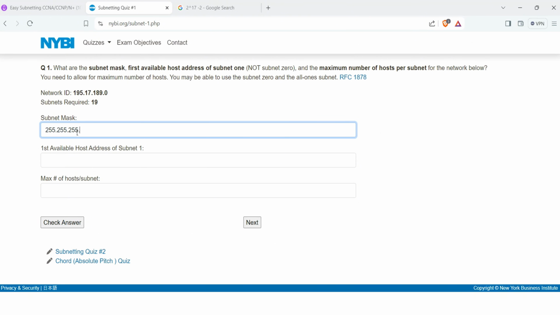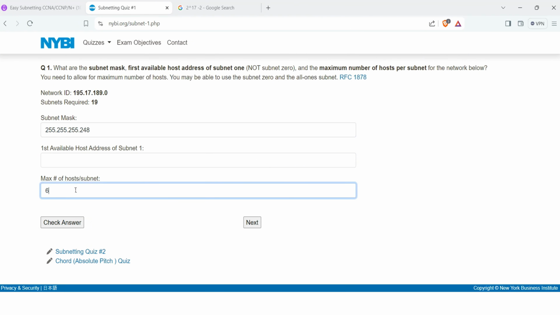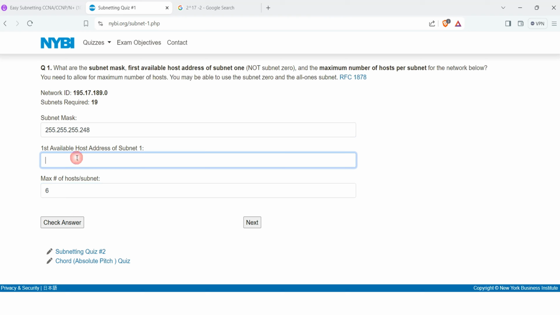2 to the 4 is 16. 2 to the 5 is 32. So 5 bits is 248. Okay, I borrowed 5 bits from the last octet. I need 3 bits left. 2 to the 3 is 8. Minus 2 is 6 hosts per network.